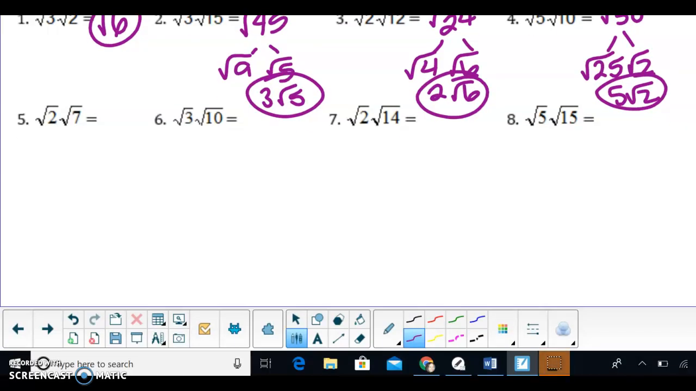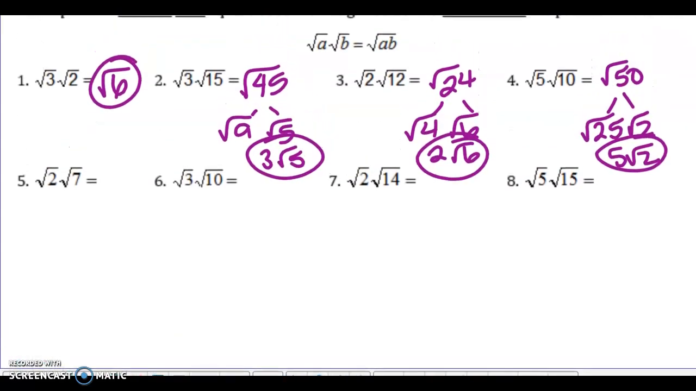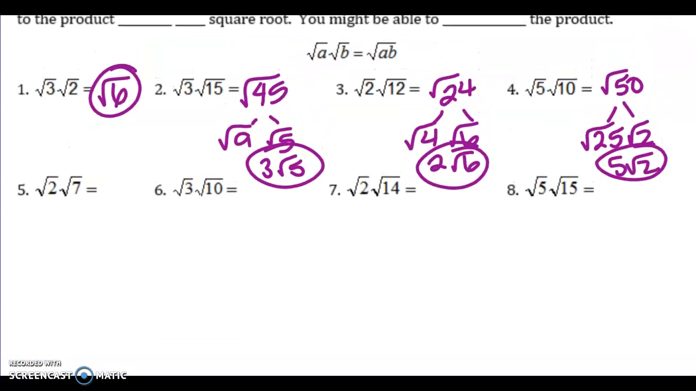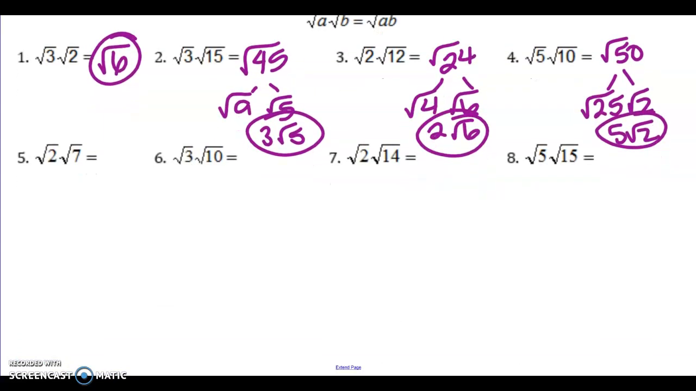Again, I know I'm going super fast. Take your time to go back and rewatch the video if you need to. Okay, and so here, that would be 2 times 7 is 14. I cannot break 14 down into anything other than 2 and 7, so it stays like that.